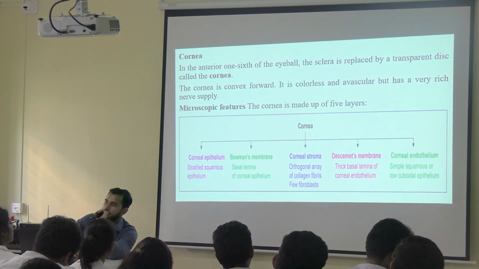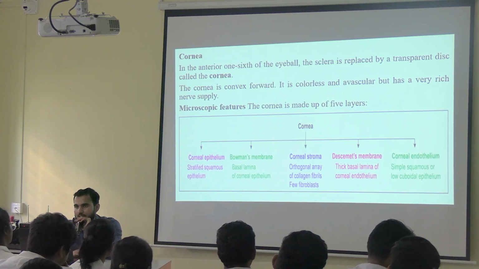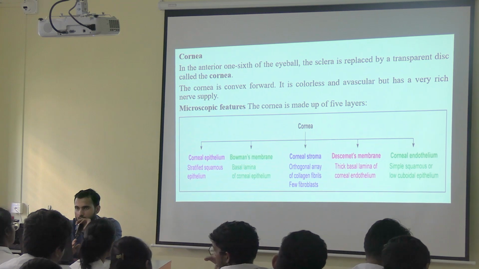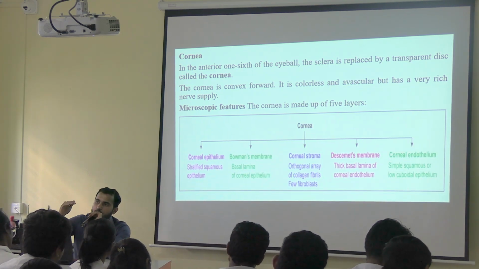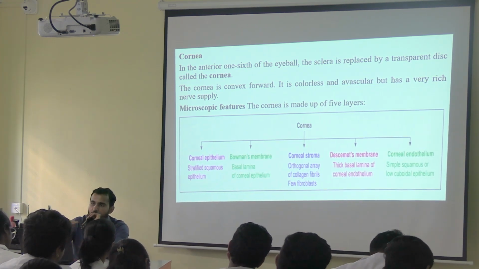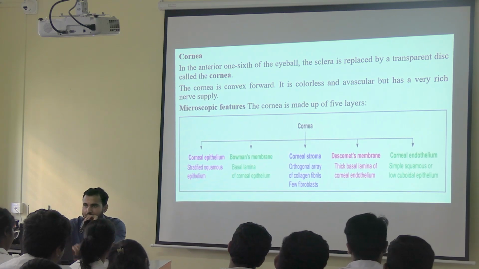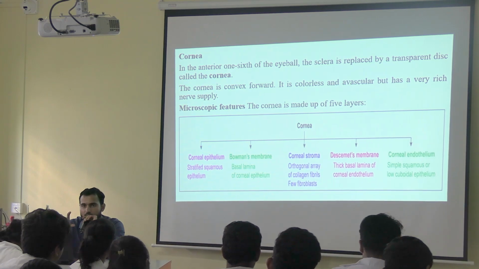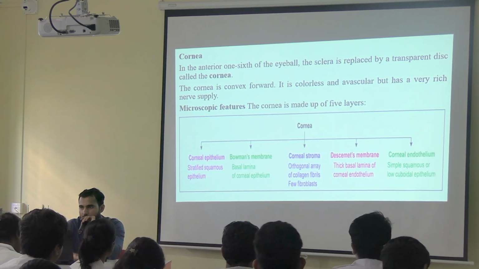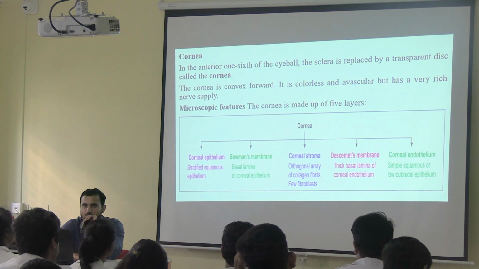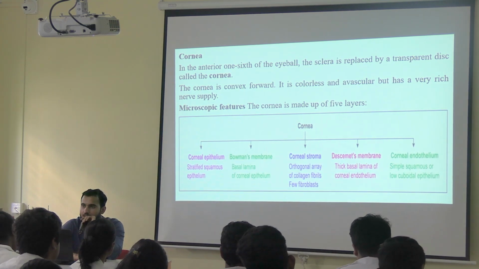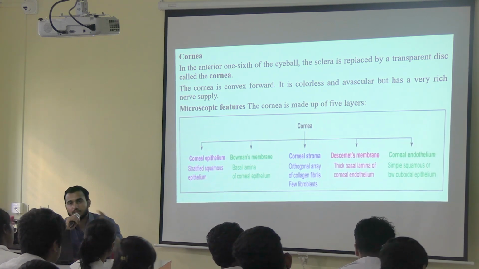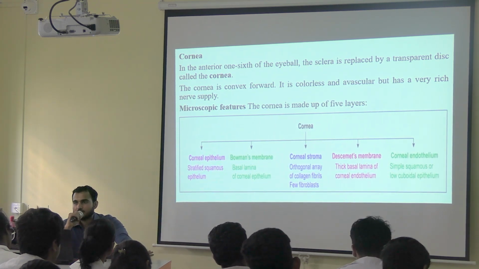Next, if you see the microscopic structure of the cornea, how many layers are there? Five layers. First, the lining epithelium, also called the corneal epithelium. Then the corneal epithelium lies on a basement membrane called Bowman's membrane. Then the corneal stroma. The main thickness is formed by the corneal stroma, followed by Descemet's membrane, also called the true basement membrane. And lastly the corneal endothelium.